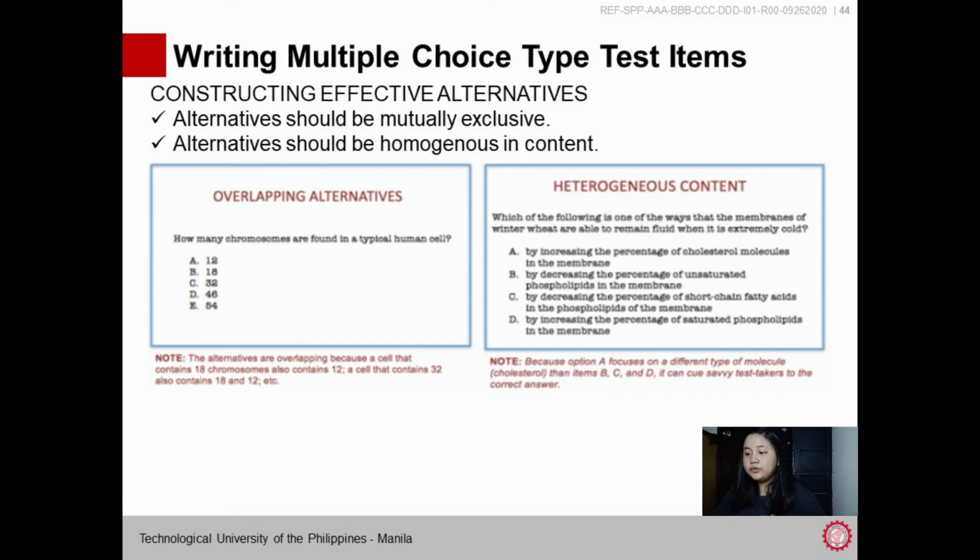A cell that contains 12 also contains 18 and 12, and so on. So, nakikita niyo yung pag-overlap ng answer, di ba? So, yung 18 chromosomes, it contains also a 12. So, in a cell that contains 12 also contains 18, and so on. So, paulit-ulit lang yung process.